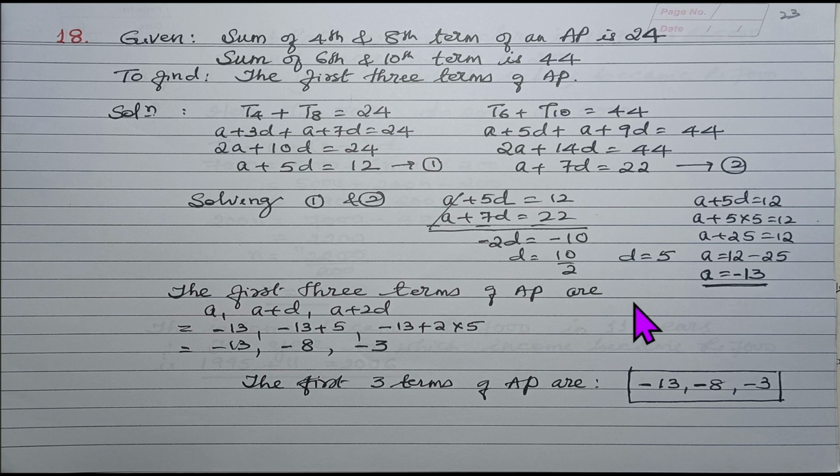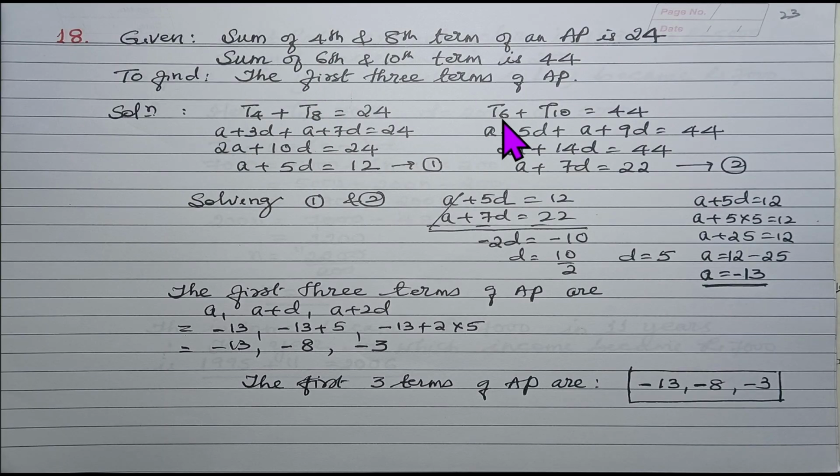Now coming to the next example, the sum of the fourth and the 8th term of an AP is 24. Sum of 6th and 10th term is 44. The first three terms of the AP are to be found out. Please understand this. Sum of the 4th term, T4, plus the 8th term, T8, is 24. That is given to us.